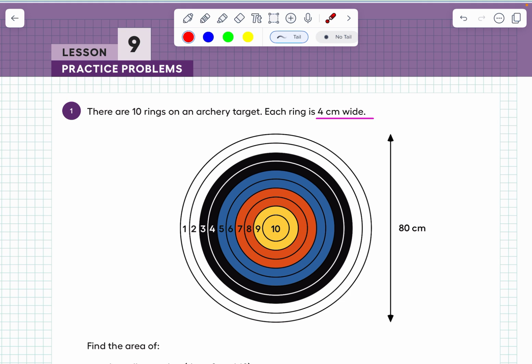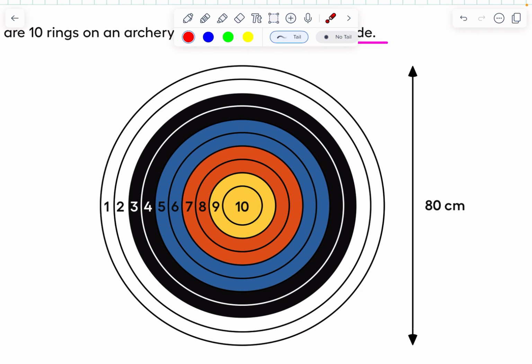Number 1, there are 10 rings on an archery target. Each ring is 4 centimeters wide. As you can see, the diameter of the circle would be 80. And this would be 80 as well. So let's think about this, okay?